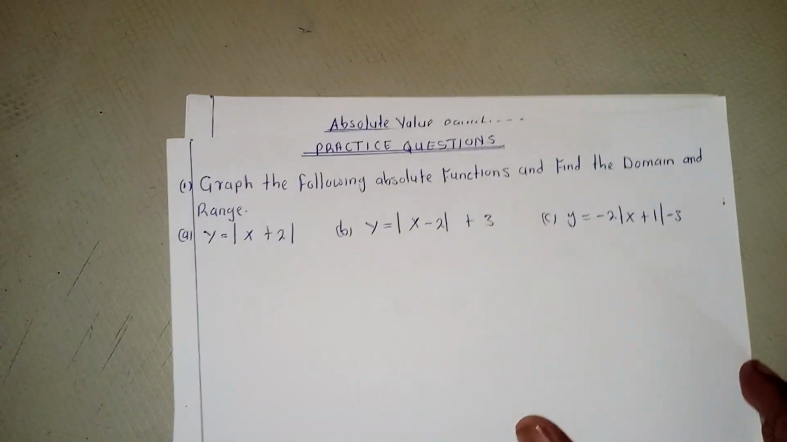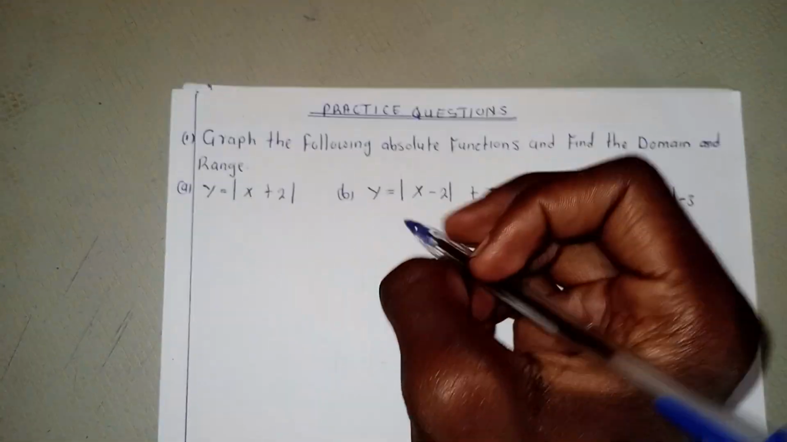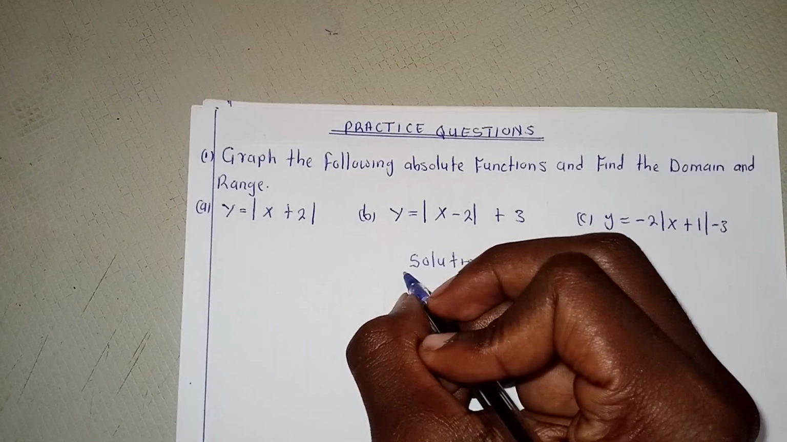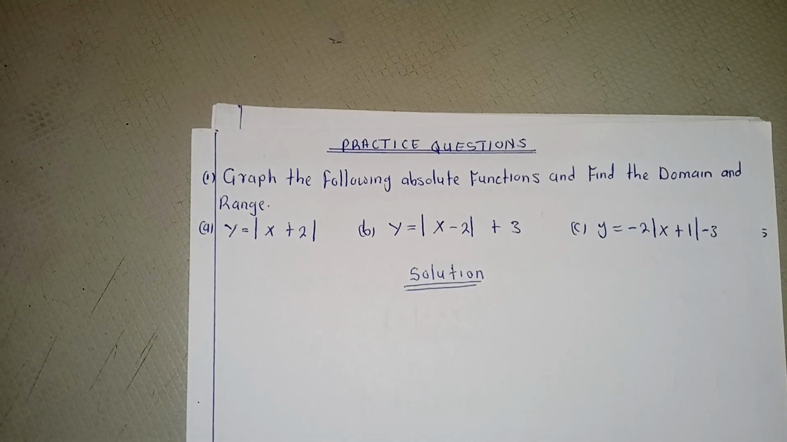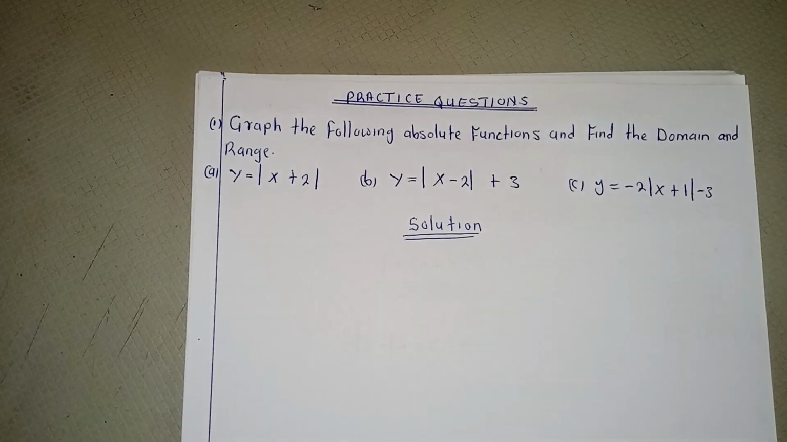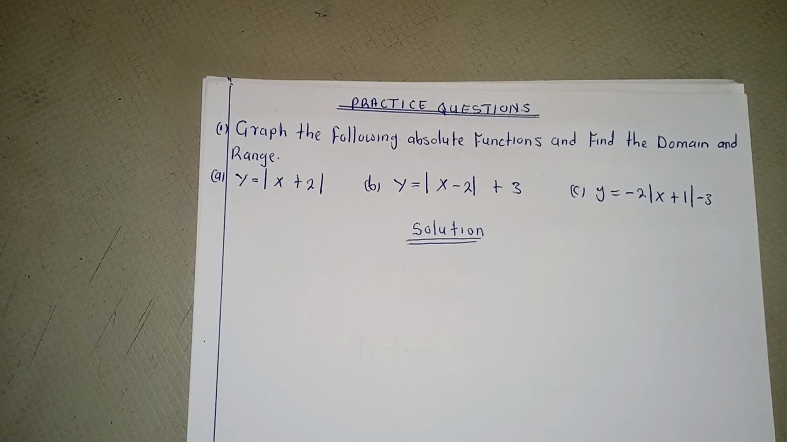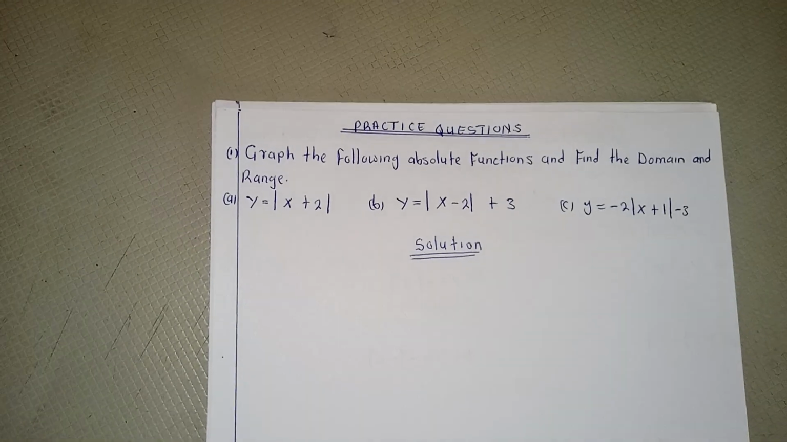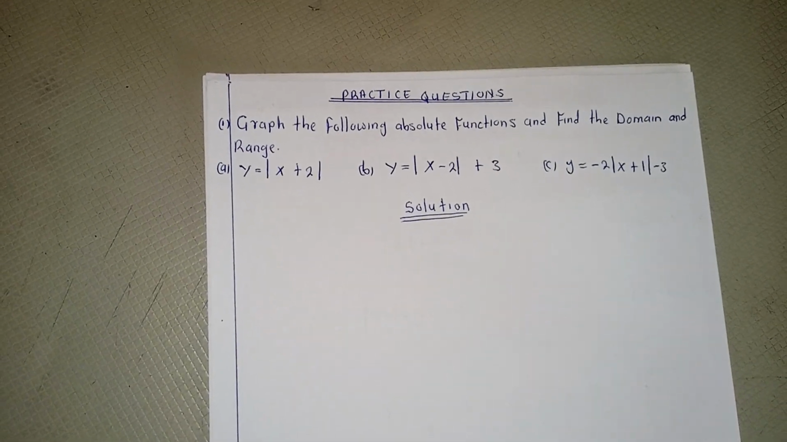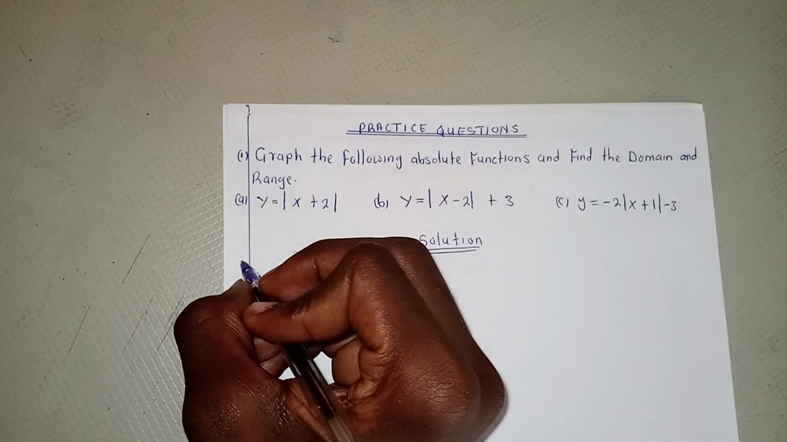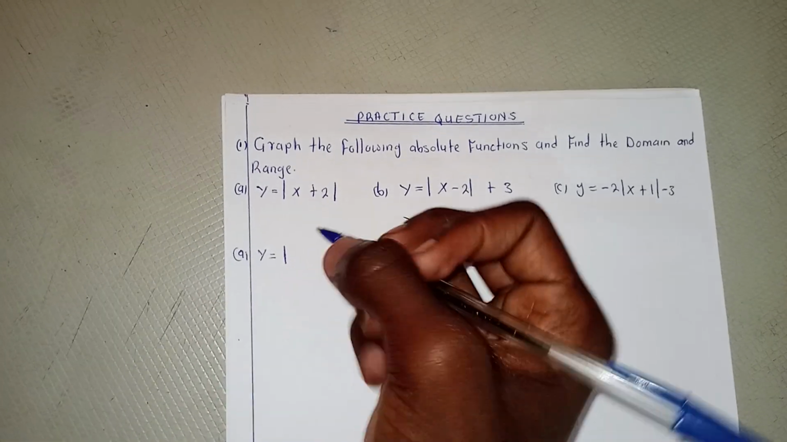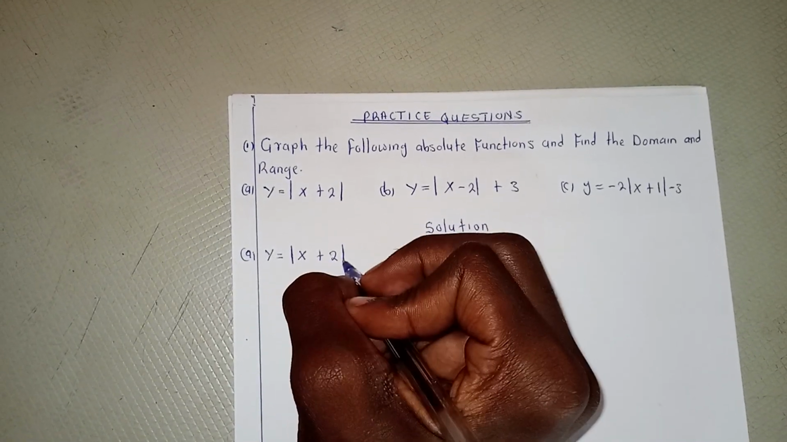Let's get to solve some practice questions so that we see how we are able to plot these ones. So let me write solution. Let's do each one of these. Graph the following absolute functions and find the domain and the range. Okay, so now for the first one, they are saying that y is equal to the absolute value of x plus 2.